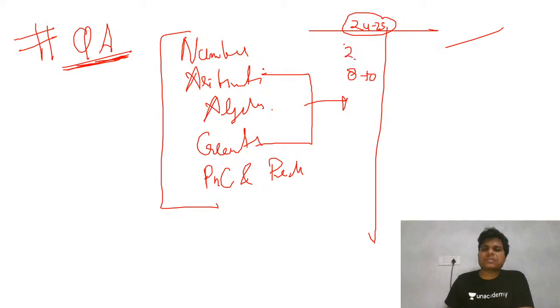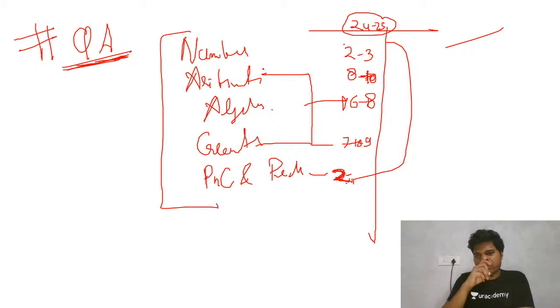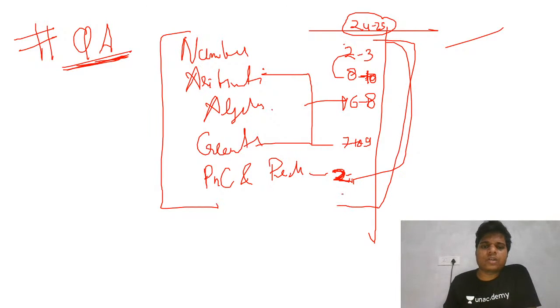For numbers 2-3 questions, algebra 6 to 8 questions, and for geometry again 7 to 9 or 8 questions can be there. For PNC hardly 2-3, not even 3, max 3. So this will be your near about configuration. If you count 10, 16, 23, 25, that is around this much. The number of questions will look like this.